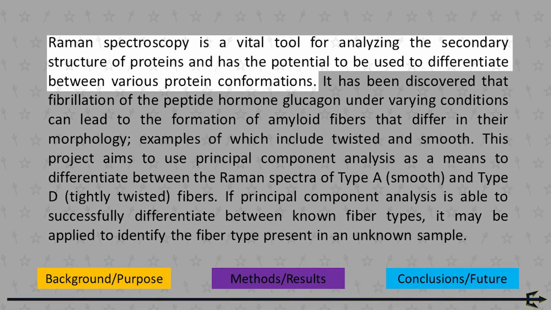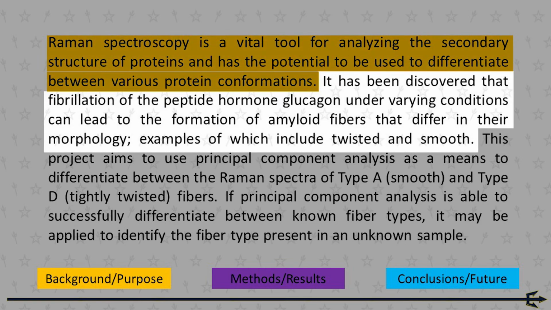Raman spectroscopy is a vital tool for analyzing the secondary structure of proteins and has the potential to be used to differentiate between various protein conformations. This first sentence is introducing the topic of Raman spectroscopy and is also leading into the question of distinguishing between different protein conformations. It's definitely a background purpose sentence.